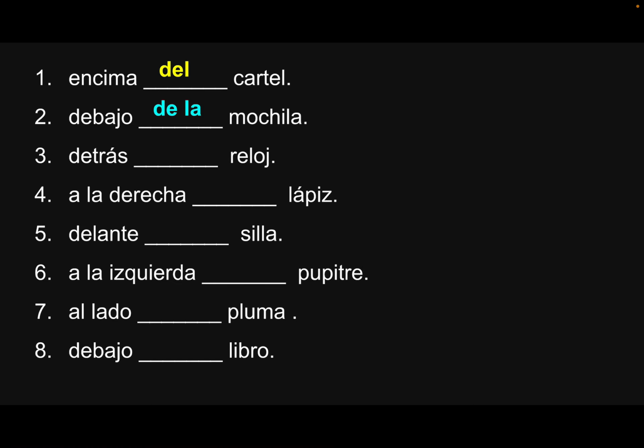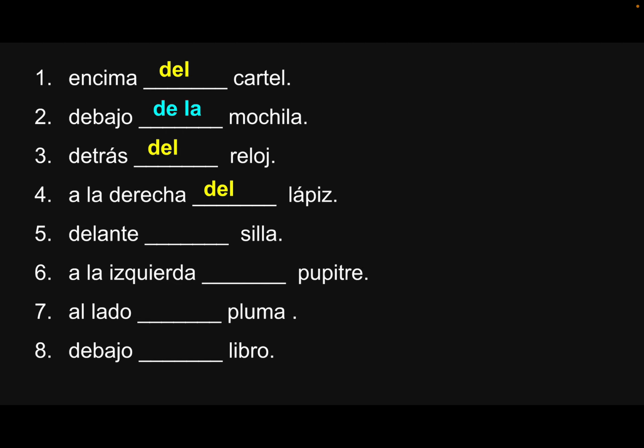Behind the clock. Well, clock is el reloj, so you'll just do del. Now, lápiz, that's going to be masculine. So you're going to say to the right of the pencil, del lápiz. You can remember pencil is not feminine because it sounds goofy saying la lápiz. Don't do that. It sounds like you're singing la la la la.